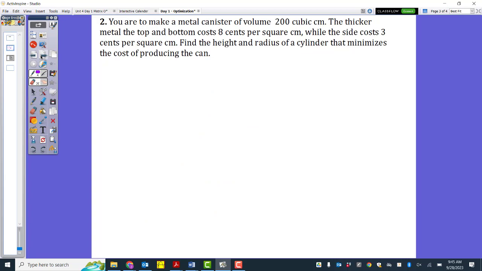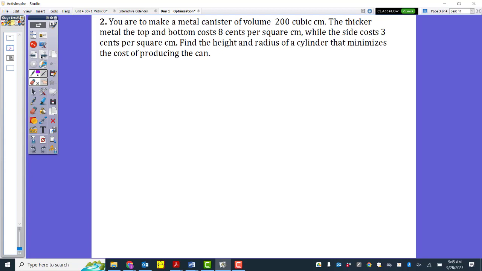You're trying to make a metal canister with a volume of 200 cubic centimeters. The thicker metal at the top and bottom costs 8 cents per square centimeter, while the sides cost 3 cents per square centimeter. Find the height and radius of a cylinder that maximizes the cost of producing the can.